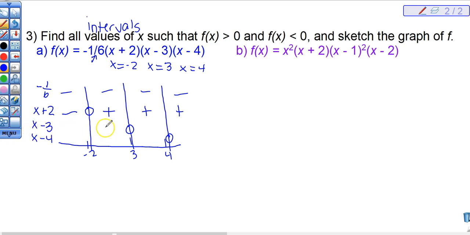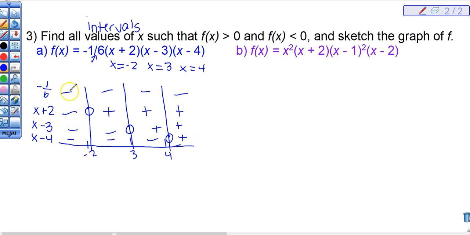Same thing for x minus 3. 3 is the zero, so if I plug in a 0, 0 minus 3 is negative. So to the left is negative, to the right is positive. And then on x minus 4, I'm sorry, to the left of 4 is negative, to the right of 4 is positive.